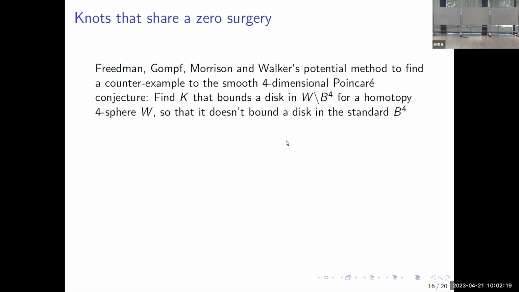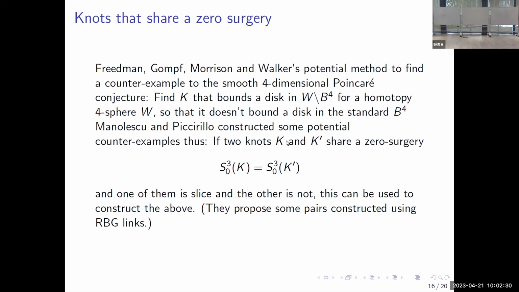And so one thing we tried to do was to see what knots could potentially help go in this direction. More in particular, Manolescu and Piccirillo constructed some potential counterexamples to the smooth four-dimensional Poincare conjecture. They found that if you have two knots, K and K prime, that share a zero surgery, and one of them is slice and the other is not, then this can be used to do what Freedman, Gompf, Morrison, and Walker's method asks for.